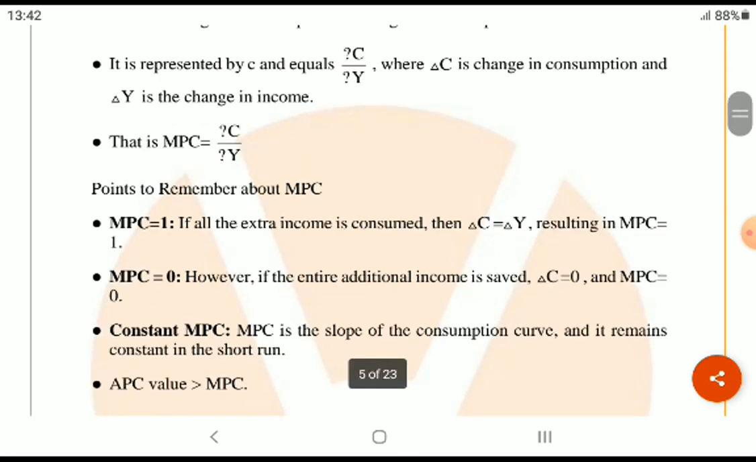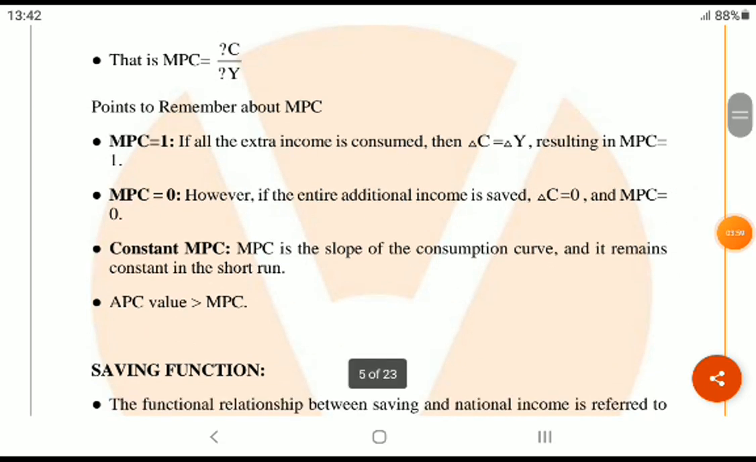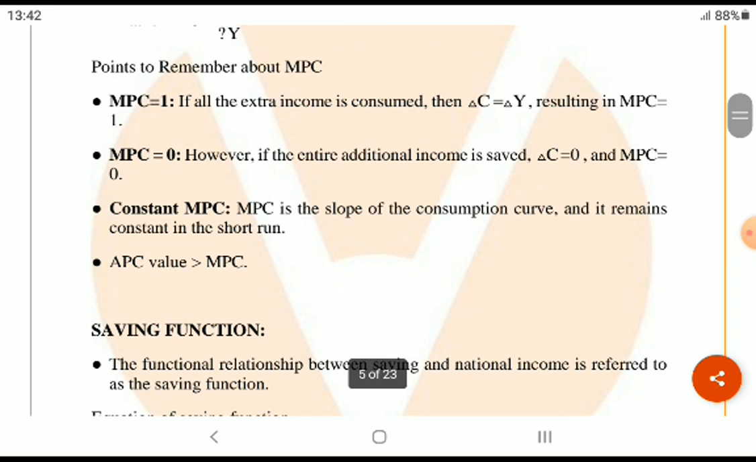Points that you have to remember about MPC: if MPC is equal to 1, that is, if all the extra income is consumed, then ΔC is equal to ΔY, resulting in MPC equal to 1. If MPC is equal to 0, that is, if the entire additional income is saved, ΔC is equal to 0 and MPC is equal to 0. MPC is the slope of the consumption curve and it remains constant in the short run. APC value is smaller than MPC.